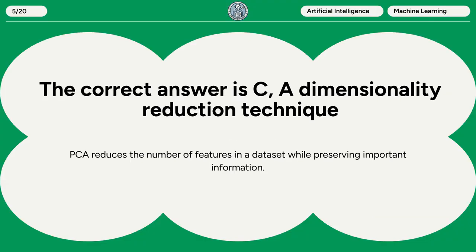The correct answer is C. A dimensionality reduction technique. PCA reduces the number of features in a dataset while preserving important information.